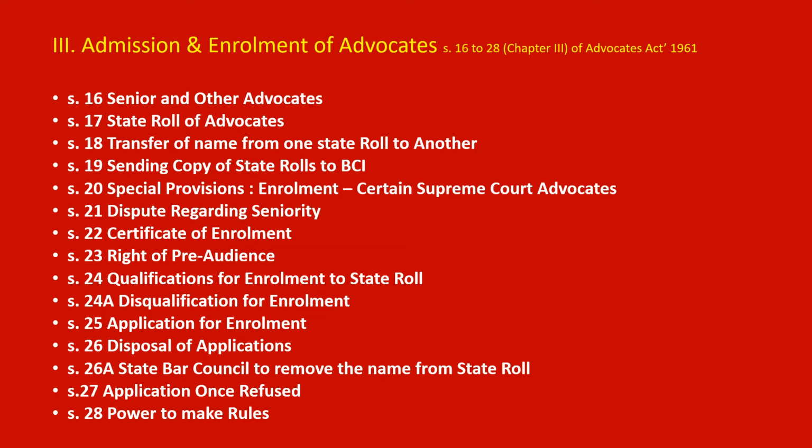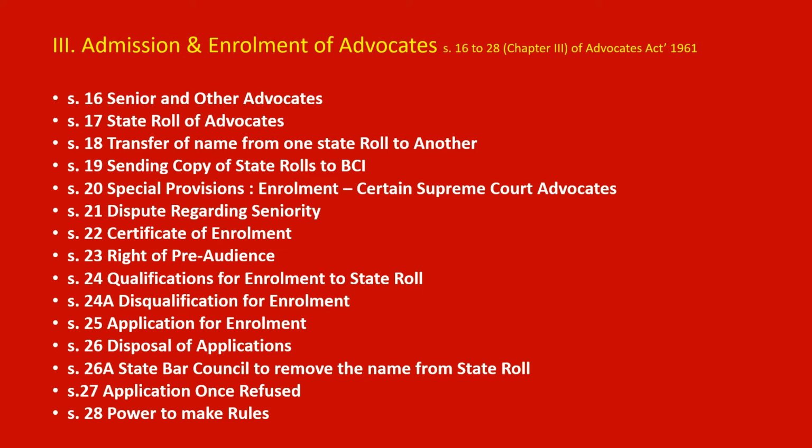Now subsection 4 says, on refusal by the enrollment committee of the State Bar Council, the State Bar Council in such a case should intimate all State Bar Councils about the refusal. If the person is refused, then it is an obligation of the particular State Bar Council who is refusing to share that information with all other State Bar Councils, and they should clearly state in that information the name, address, and qualifications of the person along with the grounds of refusal of the application. So this is all about the refusal of the application.